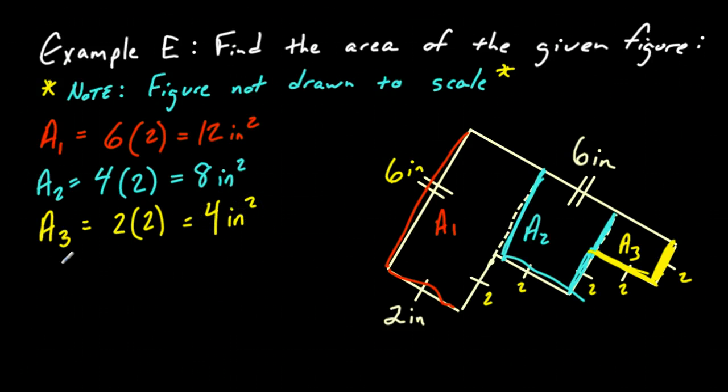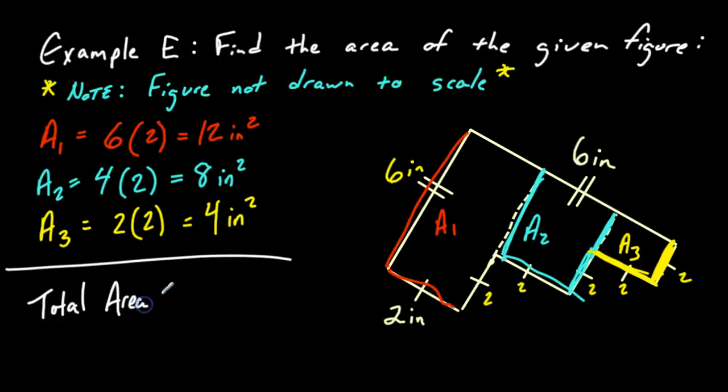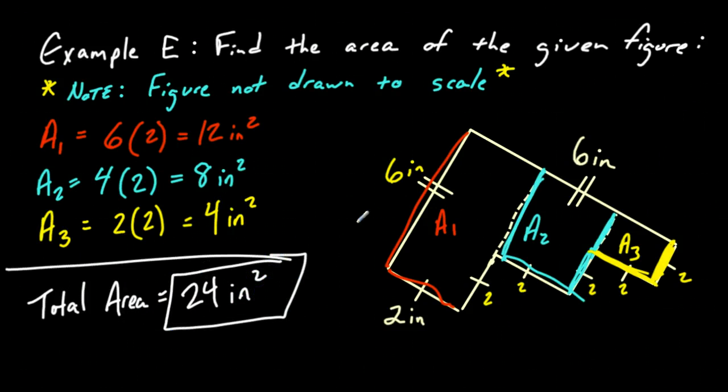Now that postulate 1-10 states that the area of the big figure is just the sum of all the regions, so the total area is, all I've got to do is add these up. 12 plus 8 plus 4 will give us 24 inches squared. The area of that oddly shaped figure was 24 inches squared.